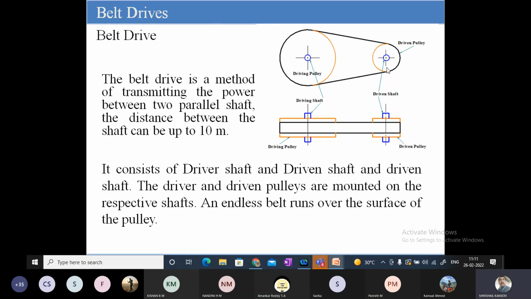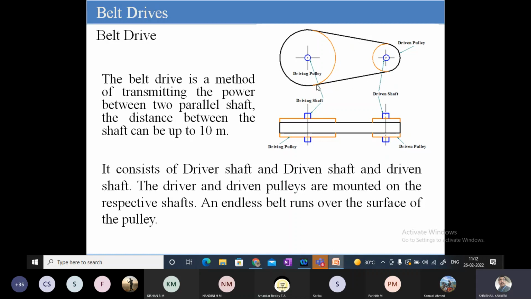If it is rotating in the counterclockwise direction, anti-clockwise direction, you can see that while it is running like this, then this belt will be driving this driving pulley, so that this side will become a tight side and this side will become a slack side.